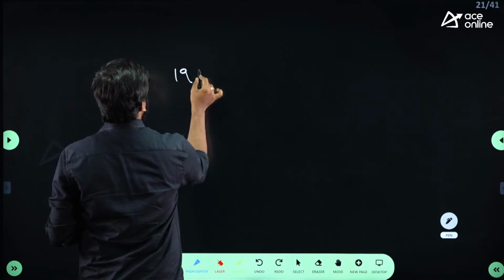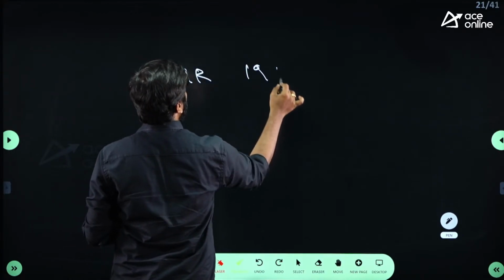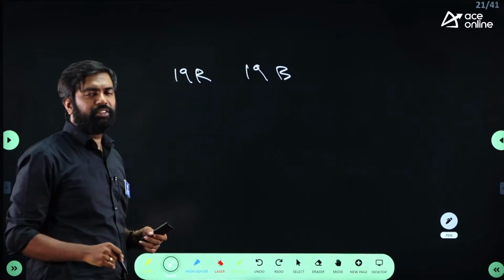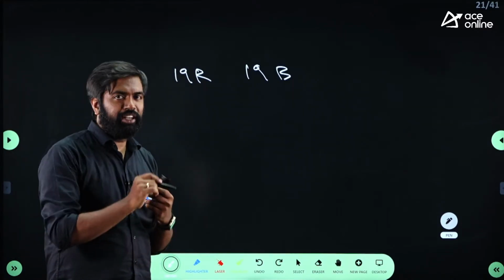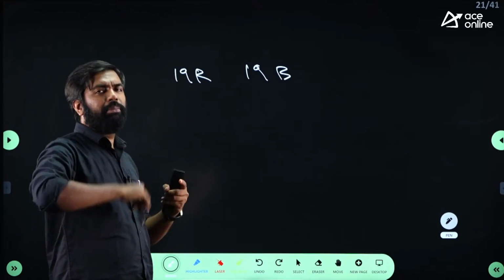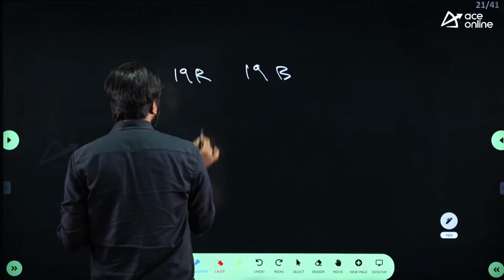There are 19 red, 19 black. So what you are trying to say is, okay sir, earlier you picked 2 reds or 2 blacks, that is fine, we understood. What if I pick 1 red, 1 black? Okay, you do that. Let us say you started the experiment.